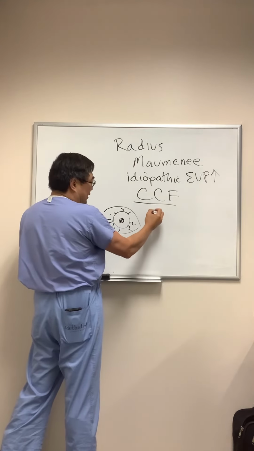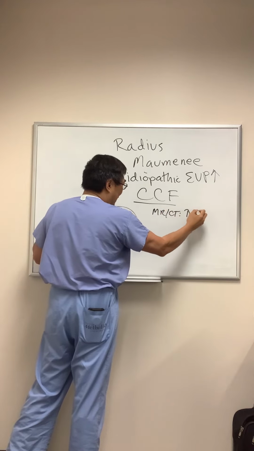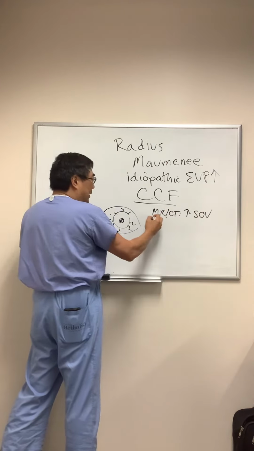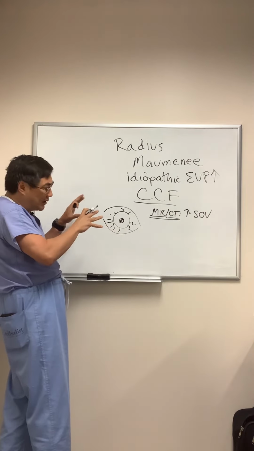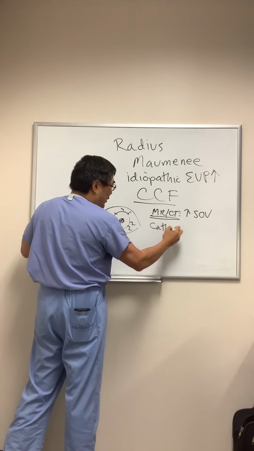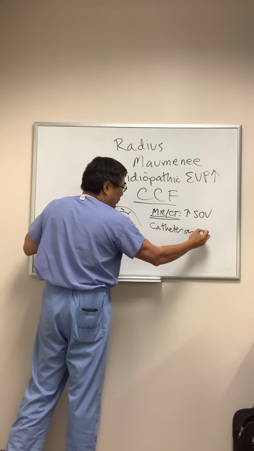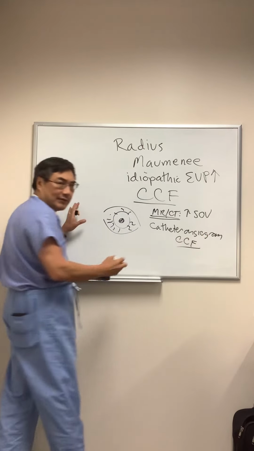However, as opposed to a CCF, where on MRI and CT you will see a dilated superior ophthalmic vein, in Radius-Maumenee you might see nothing, or you might just see small veins engorged. Of course, the only way to know for sure is to do a catheter angiogram, which is the gold standard for dural fistula, including carotid cavernous fistula.